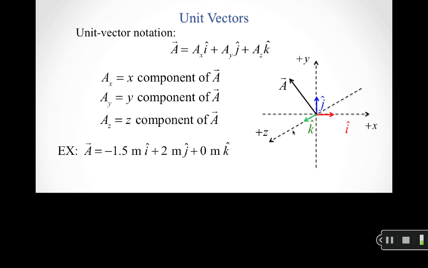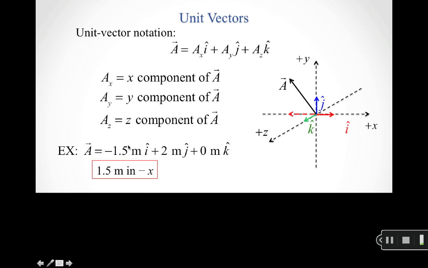So here, for an example, let's just think of this vector A that I've drawn, which happens to have an x component of negative 1.5 meters, a y component of 2 meters, and a z component of 0 meters. What that tells me is that the negative 1.5 meters as the x component means vector A points 1.5 meters in the negative x direction.